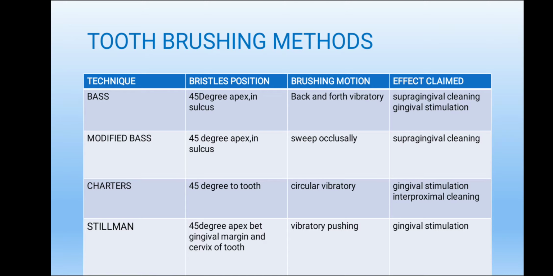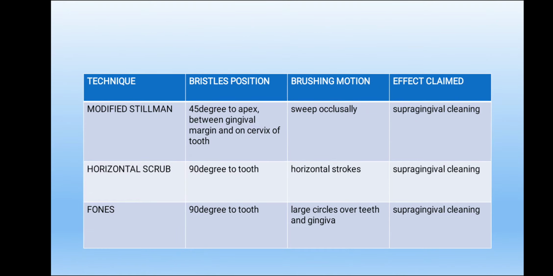So this is the summary of our discussion. Angle of placement is 45 degrees for these four techniques, and the motion used, as we discussed, is back and forth motion and so on. In the modified Bass technique, we do all this and then we sweep occlusally towards the biting plane. Again, modified Stillman's, and horizontal scrub technique. This is the summary of our discussion.